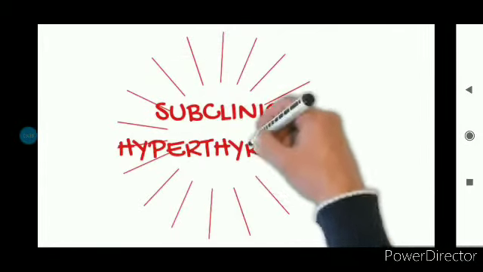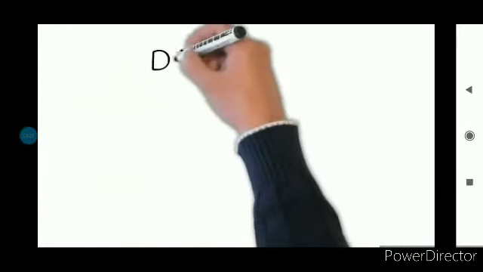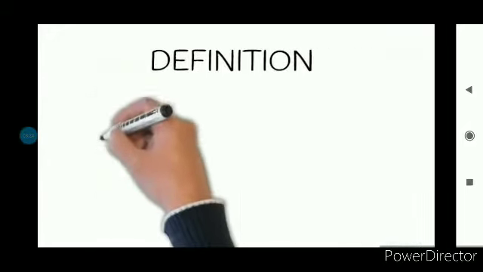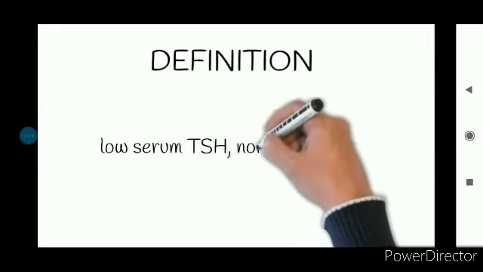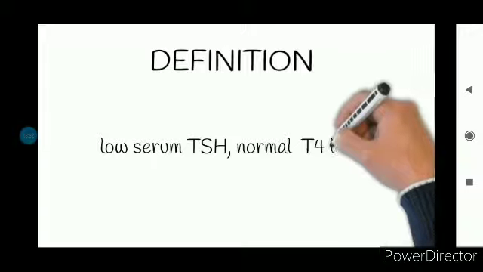Today we will be talking about subclinical hypothyroidism. Definition. Subclinical hypothyroidism is defined by a low or undetectable serum TSH level, with normal free T4 level.